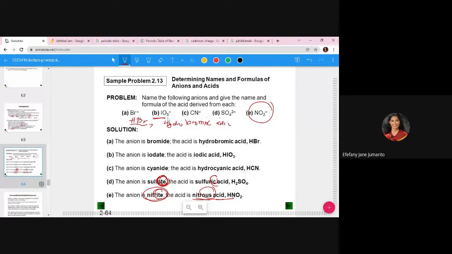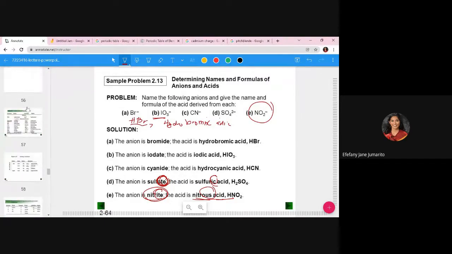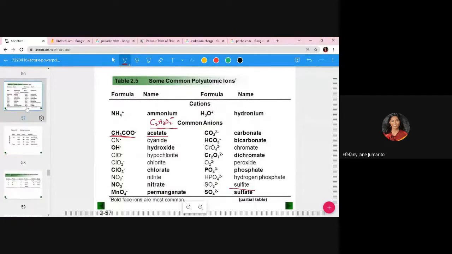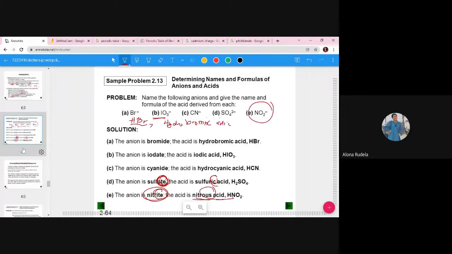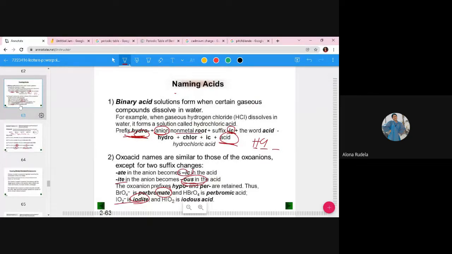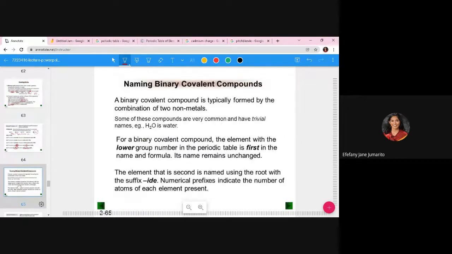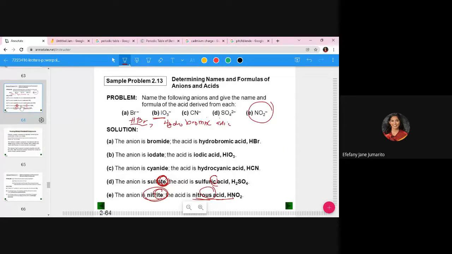What about letter B? What is this IO3 minus? Let's find IO3 minus. It's not in the list. Iodide is I minus. So iodate. IO3 minus is iodate. Okay, iodate, IO3 minus.